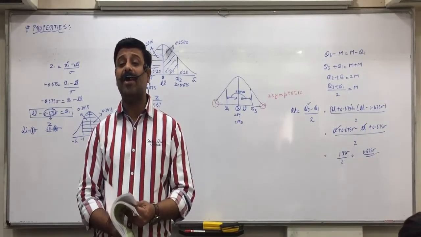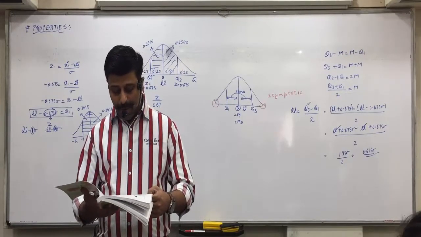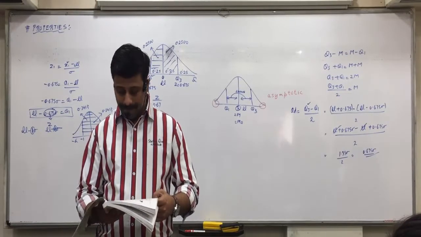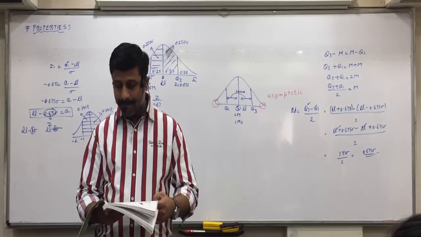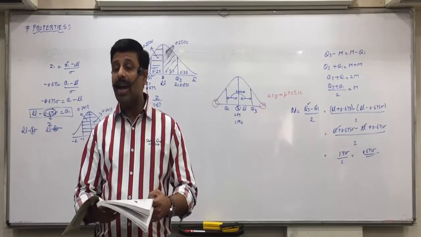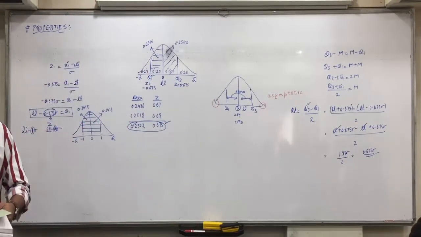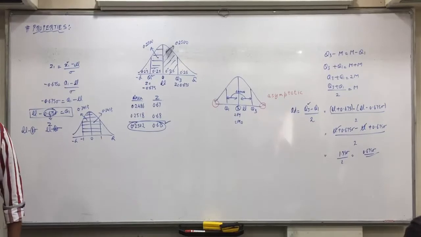You don't have 2.575 in the table, you have 2.57 and 2.58. We'll take the average of that. What is 2.57? 0.4949. The average will be 0.4950. Do 0.4950 plus 0.4950, 0.99. This is how all these areas are obtained.